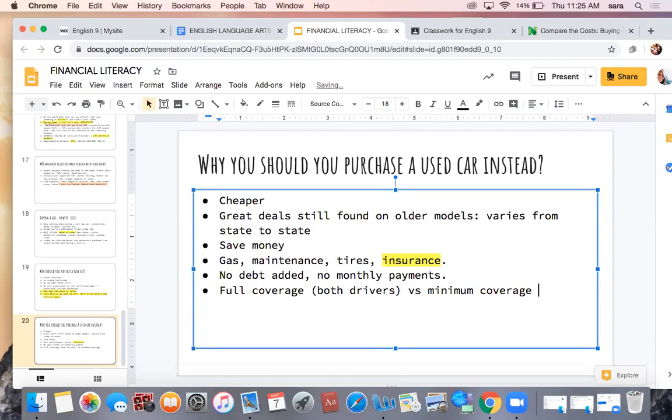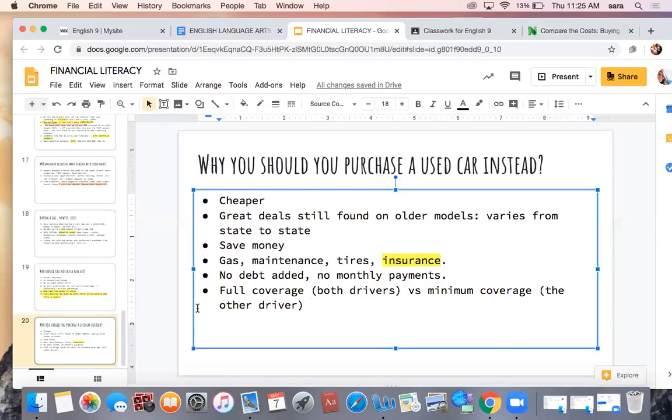So if you were driving recklessly and ran into somebody, they'll pay the other driver's expenses. But they won't pay you anything. So you can wreck your car, and the insurance won't do anything for you because you have minimum coverage.